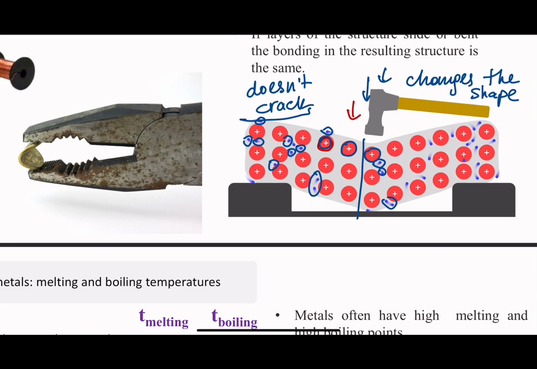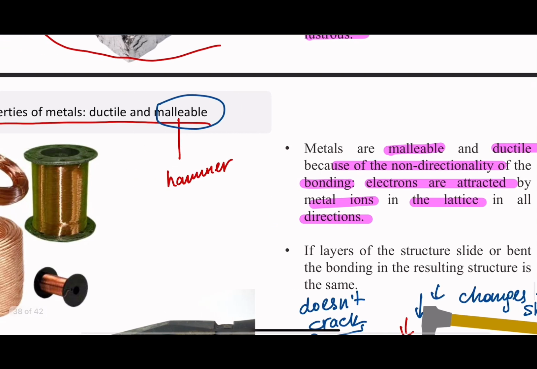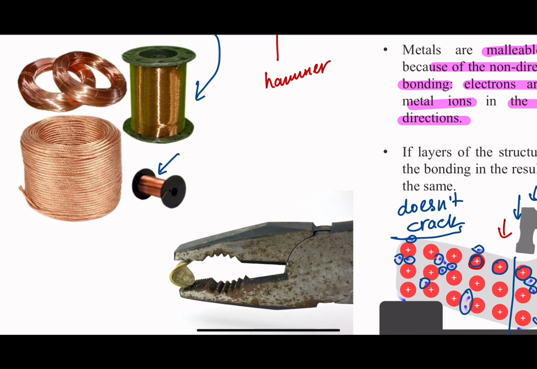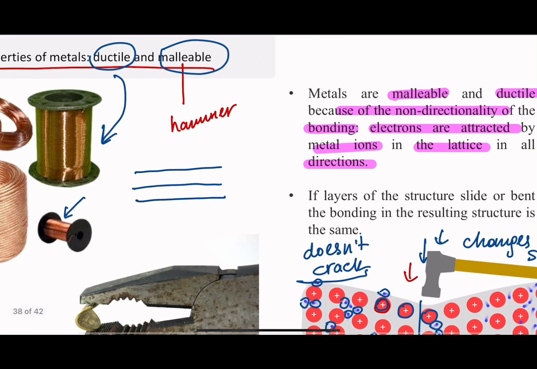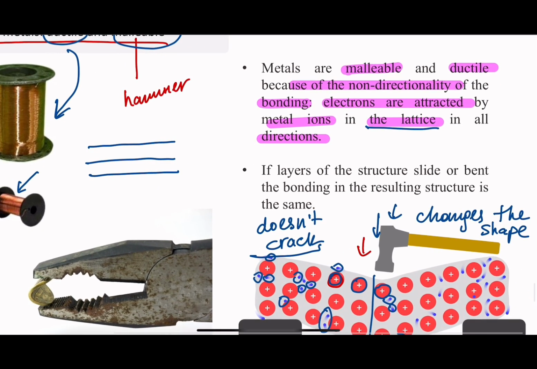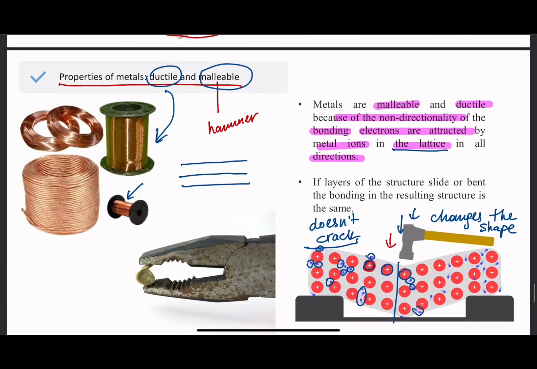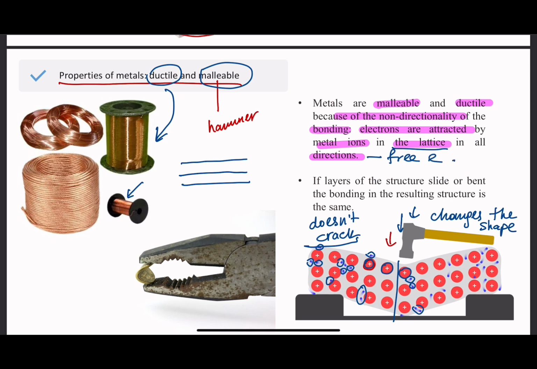That's why we call them malleable. And the same reason, ductile. Ductile means that you can make it into wires. You can grab a metal and make it thin like this, and you can make wires and cables out of it. Okay? And that is the reason, because in the lattice we have the crystalline shape. So in the lattice, you have free electrons that move. This is the important one, that move in all directions. Metal ions in all directions.